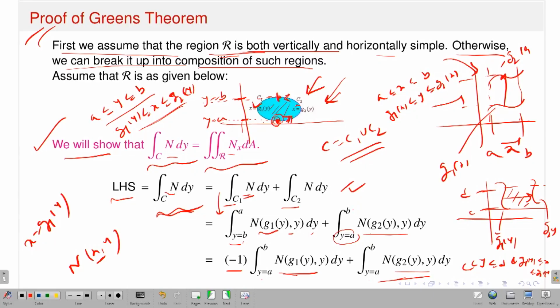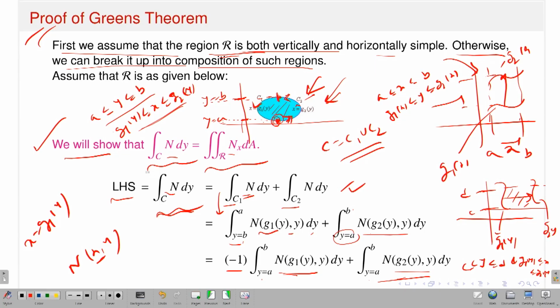So, therefore, it is enough to prove Green's theorem on the nice region which is both vertically and horizontally simple. So, I am starting with this kind of domain. I am thinking about it as horizontally simple. So, that means y runs from A to B, x runs from G1(y) to G2(y). G1(y) is the parameterization of my curve C1, G2(y) is the parameterization of my curve C2.